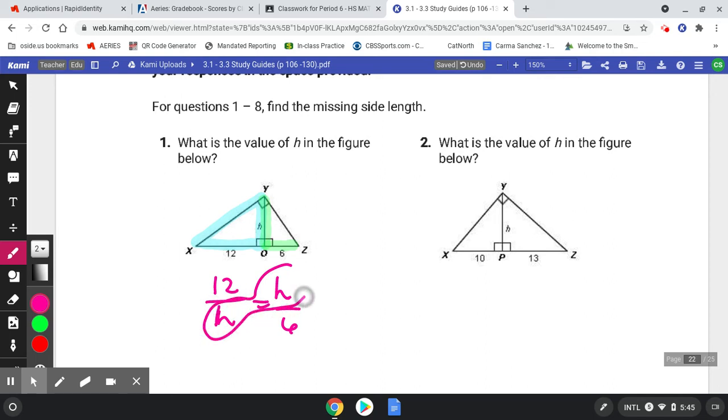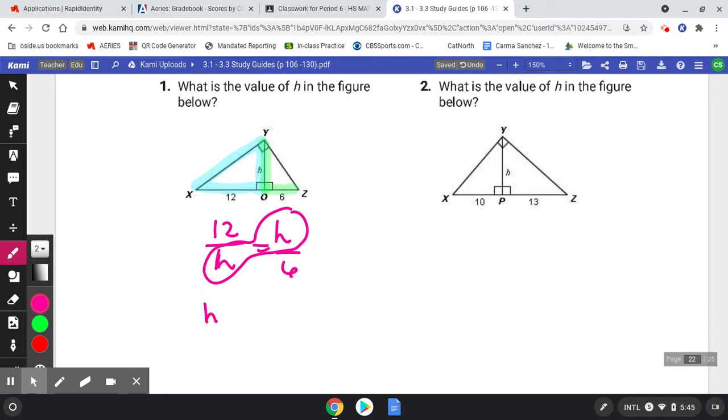When I cross multiply this, are you noticing that sometimes we can get quadratics? h squared is equal to 12 times 6, which is 72. When I take the square root of both sides, I'm going to get plus or minus some simplified number. But because we're talking about distances and lengths, we're not going to use the negative answer. Only the positive answer is valid. If you do this in a calculator, you can round it to approximately 8.5. Or you can leave it as a simplified radical, take out a 36. It would be 6 root 2. Anyways, let's go try another one.